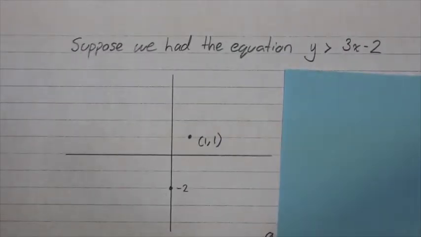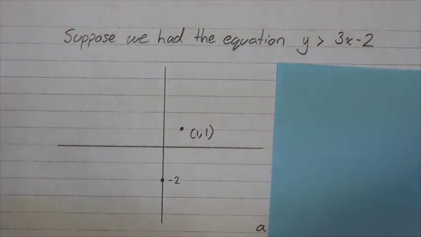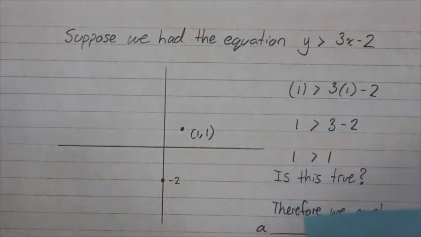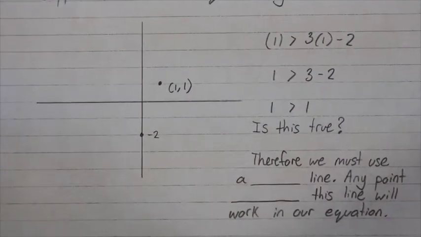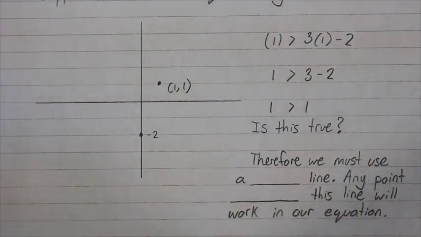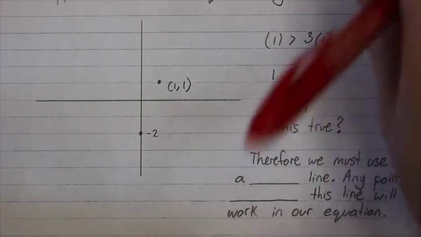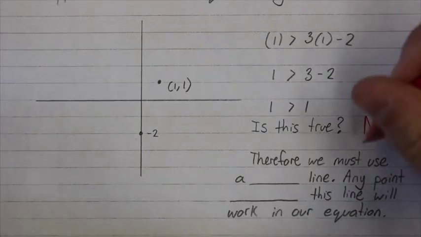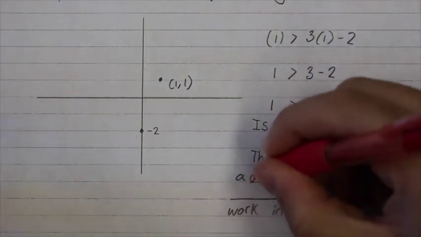Well, one, we need a graph, not a number line, because now we have two dimensions, an x and a y. Take this example. Y is greater than 3x minus 2. Greater than, not greater or equal to, just greater than. So let's take this point 1, 1 and see what we get. We get the answer 1 is greater than 1. Ask yourself this question. Is that true? The answer is no, it's not true. Therefore, we must use a dotted line.